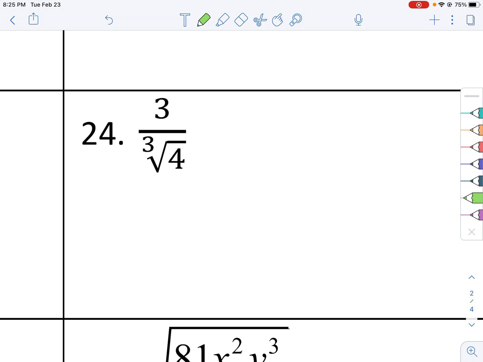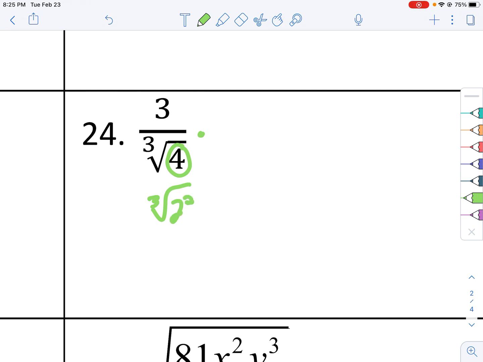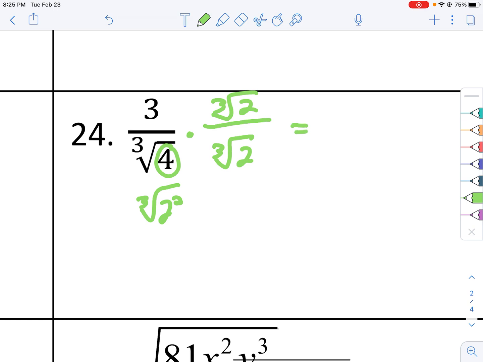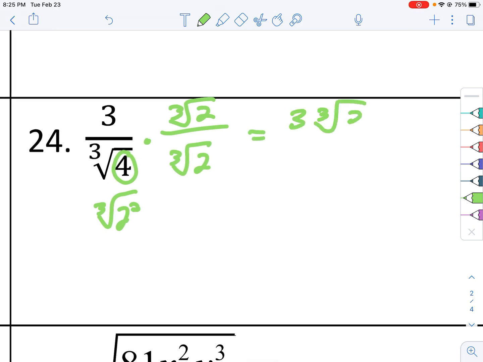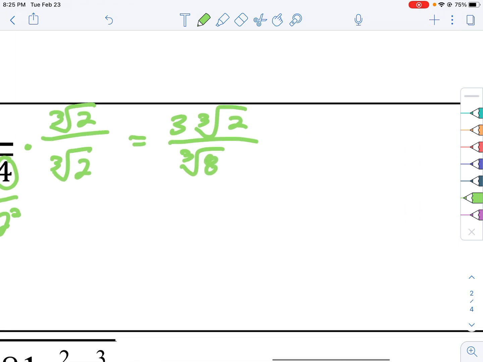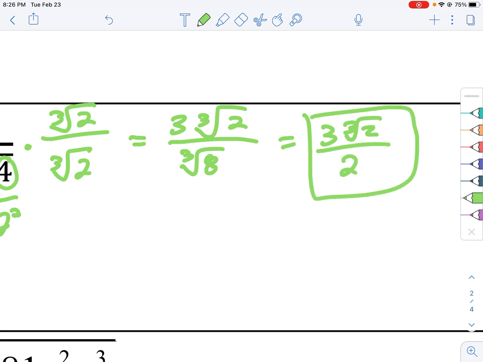24. You could think of this a couple ways, right? You could think of this as 2 squared. Let's think about it that way. So if this is cube root of 2 squared, we only need to multiply by the cube root of 2, cube root of 2. So that gives us 3 cube root of 2 over the cube root of 8. So that's 3 cube root of 2 over 2.